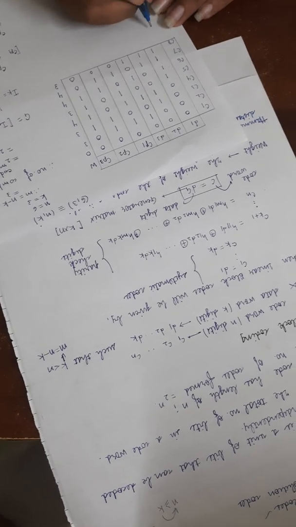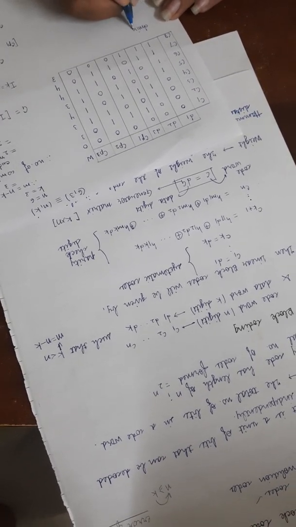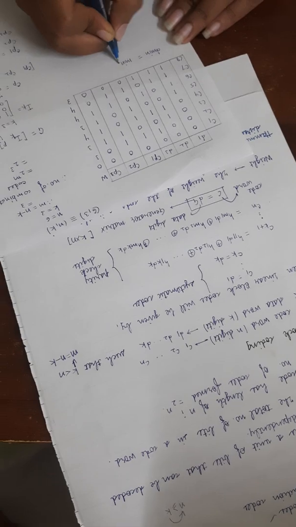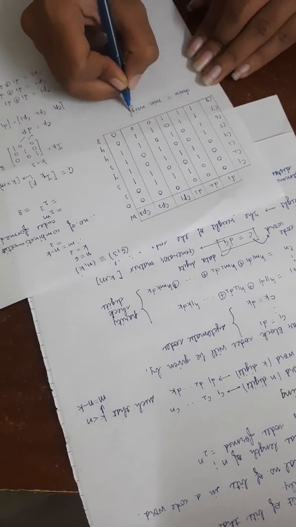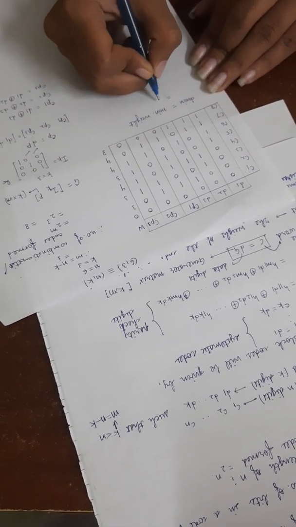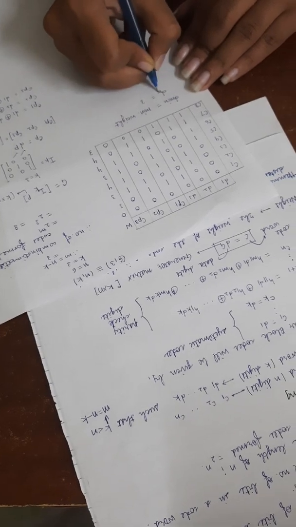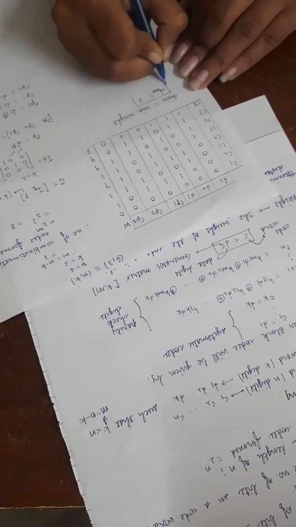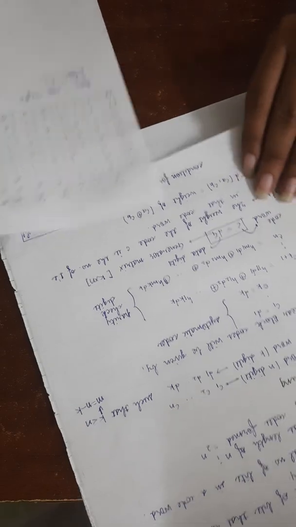Therefore, as the Hamming distance is given by D min, which is equal to the minimum weight, here it is 3. Therefore, we get D min is equal to 3, that is equal to the Hamming distance.